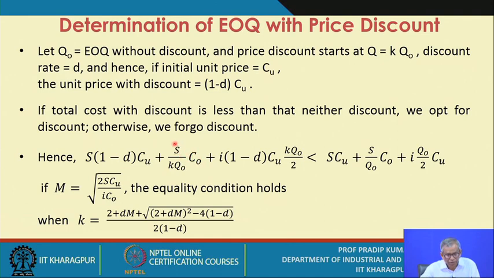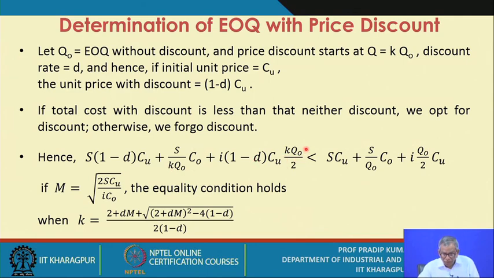Capital S is your yearly demand, and how much you're ordering, that is k into Q0. That is your ordering quantity with discount. So S by (k into Q0) is the number of orders. For each order you are incurring a cost of CO. So this is the total ordering cost with discount.